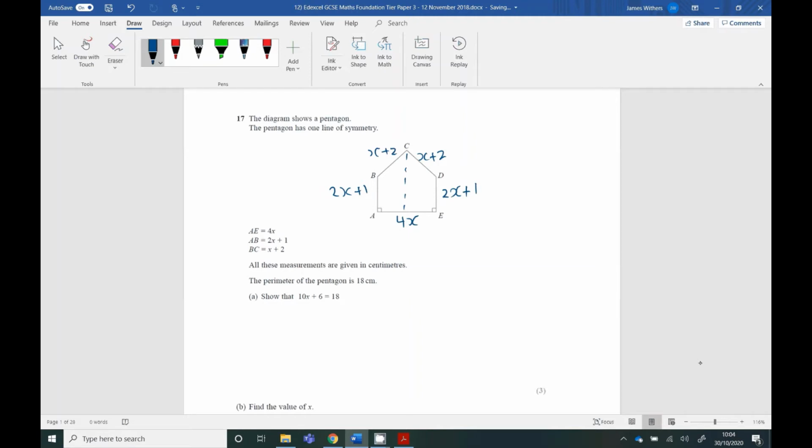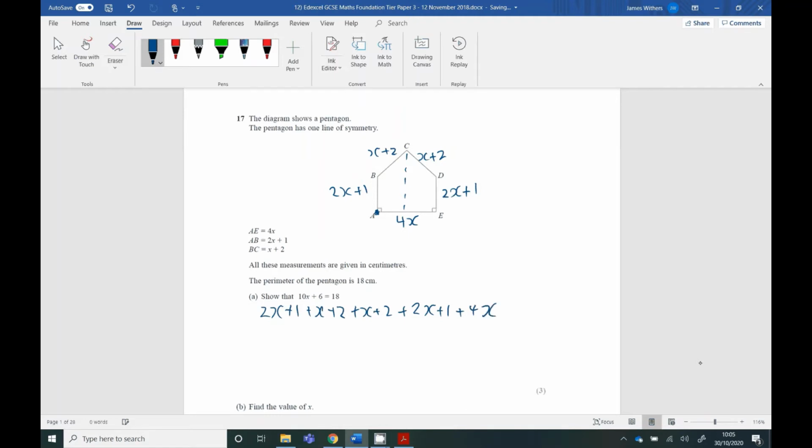Now we're told the perimeter is 18. So when we go all the way around the outside here, we get a total of 18. Let's start off at A. I've got a 2x plus 1, taking me from A to B, then an x plus 2, taking me from B to C, then another x plus 2, taking me from C to D, then a 2x plus 1, taking me from D to E, and then finally a 4x, taking me from E to A.